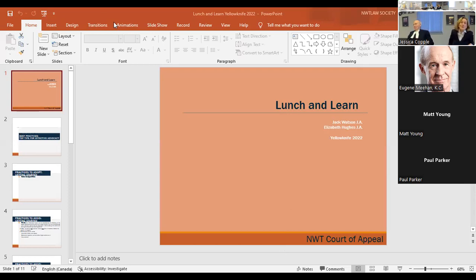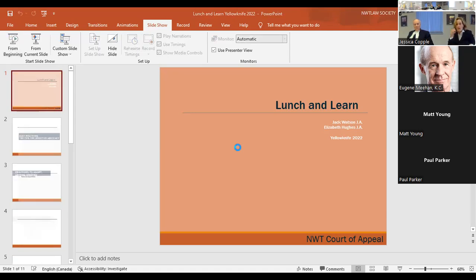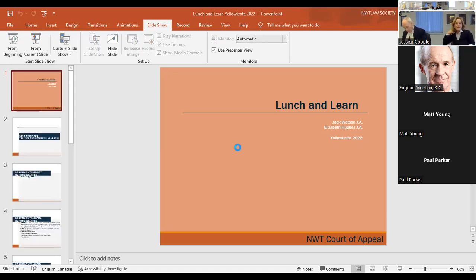That's true. Anyways, we're here to talk about practices for effective advocacy, both in terms of getting started, your written advocacy, as well as your oral advocacy. I'll start off on the first slide. It says practices to adopt, getting started, review the appeal rules. And I would probably begin with something else even before review the appeal rules.